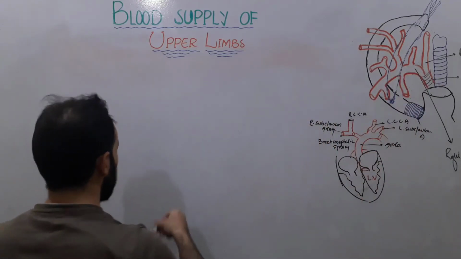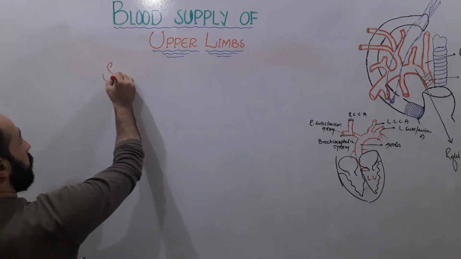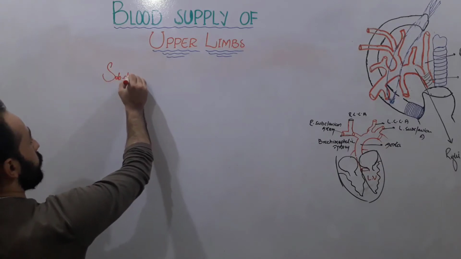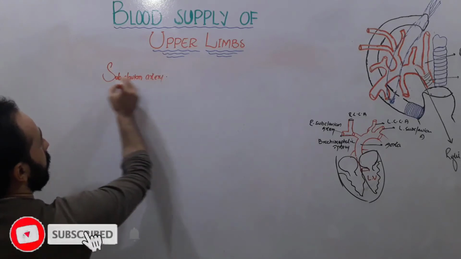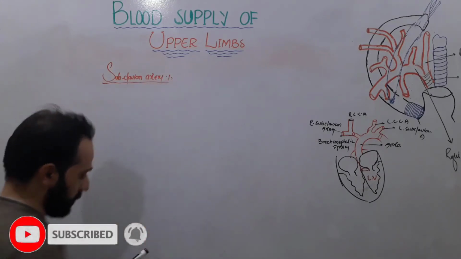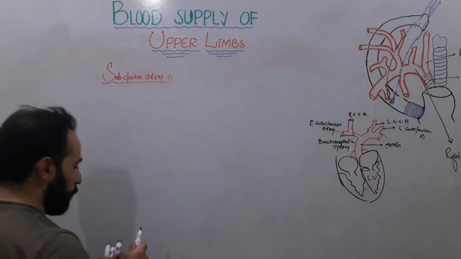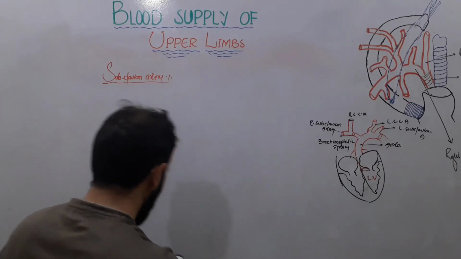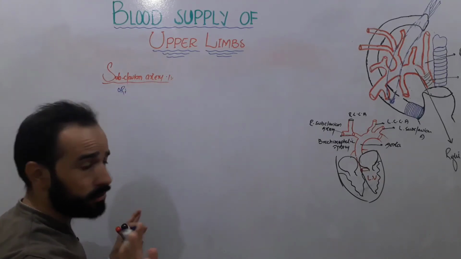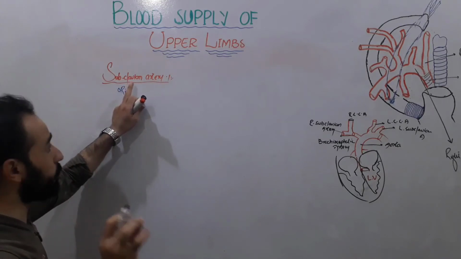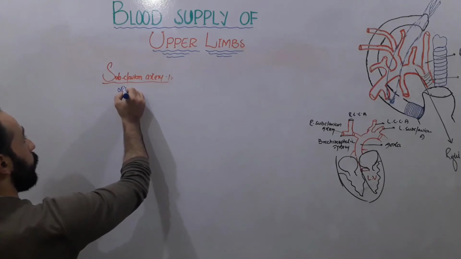Subclavian artery. Let me write here. Subclavian artery. Let's write some detail about subclavian artery. A little bit about subclavian artery. First of all, the most important thing about this subclavian artery is, from where does it arise? What is the origin of this subclavian artery? I'm not talking about the right subclavian, and I'm not talking about the left subclavian. We are talking about subclavian artery, right? So what is the origin point?